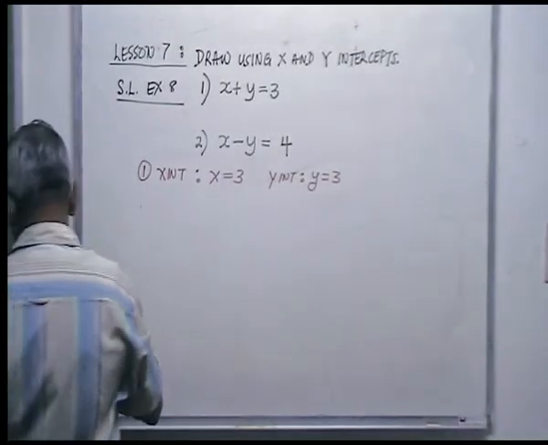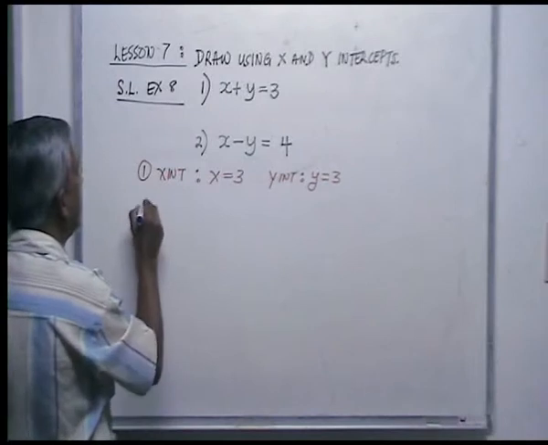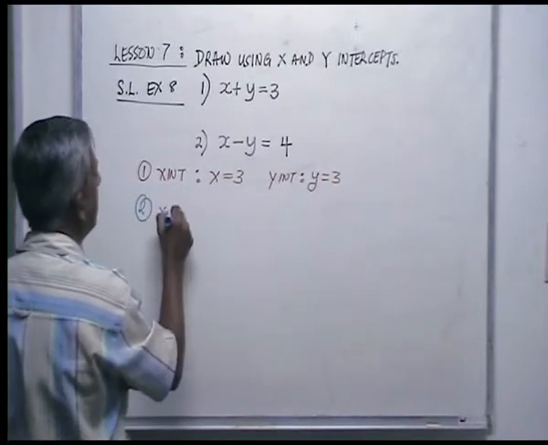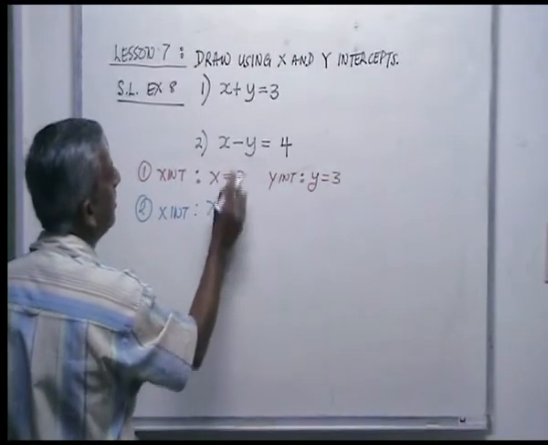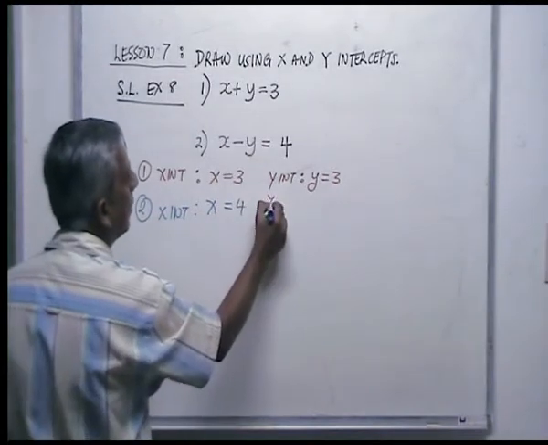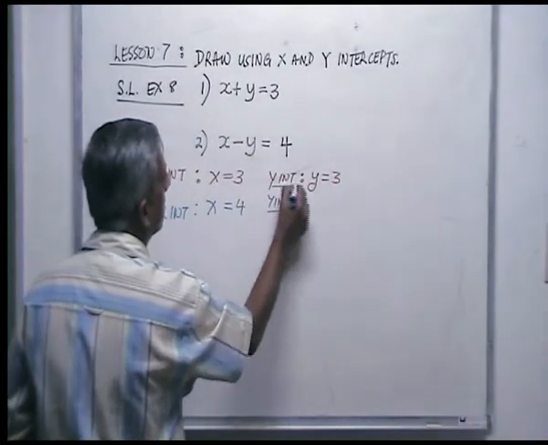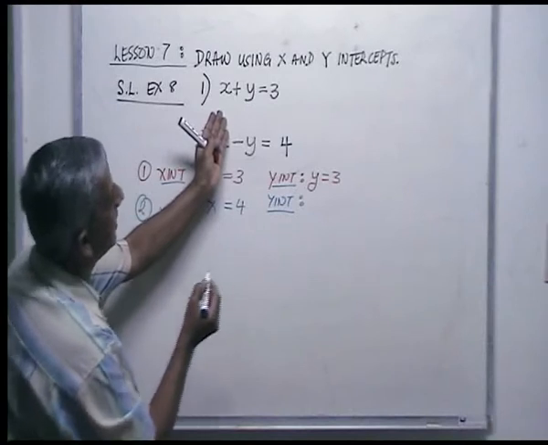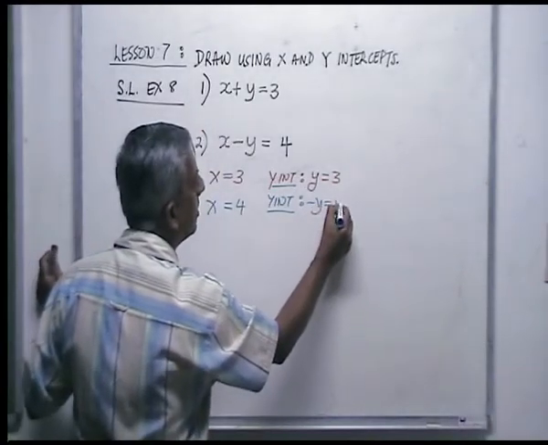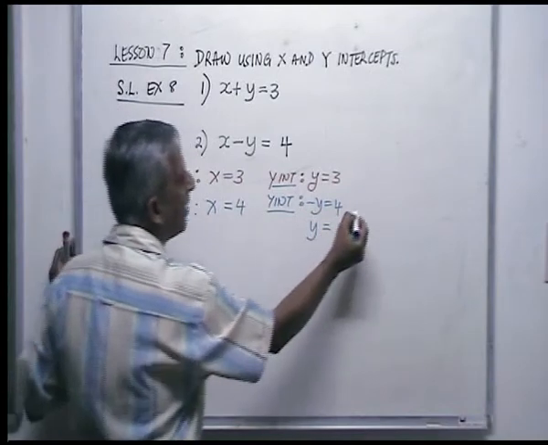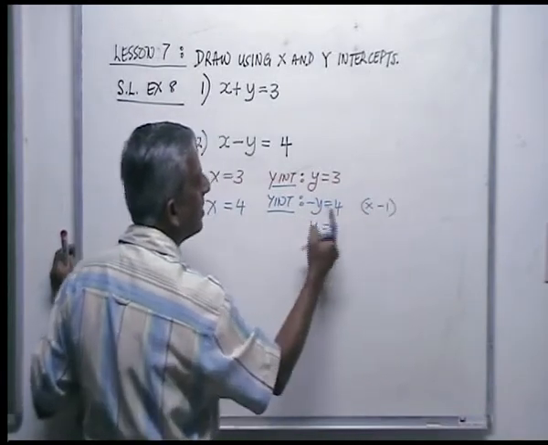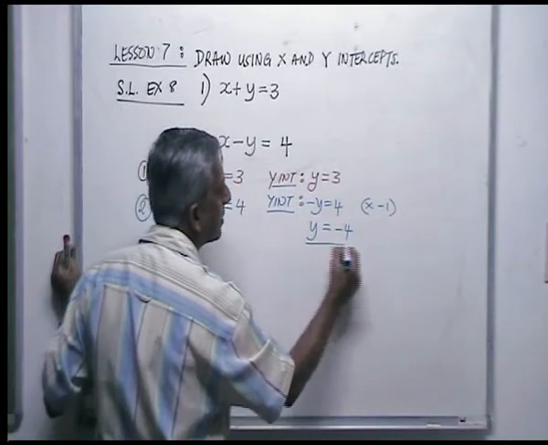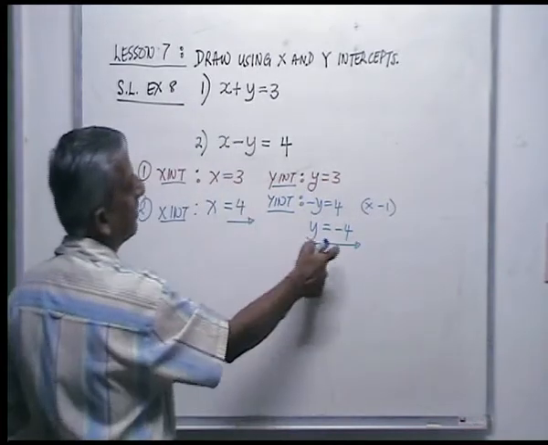And then let's do number 2, because they're fairly easy. Number 2, the x-intercept, you put y equal to 0. X-intercept, x is equal to 4. Y-intercept, for y-intercept you must put x equal to 0. So you got x equal to 0, so you got minus y is equal to 4. And therefore y is equal to, now you're going to multiply by minus 1 on both sides. So minus 1 times y will give you y, minus 1 times 4 will give you minus 4, right? So that's your final answer there.